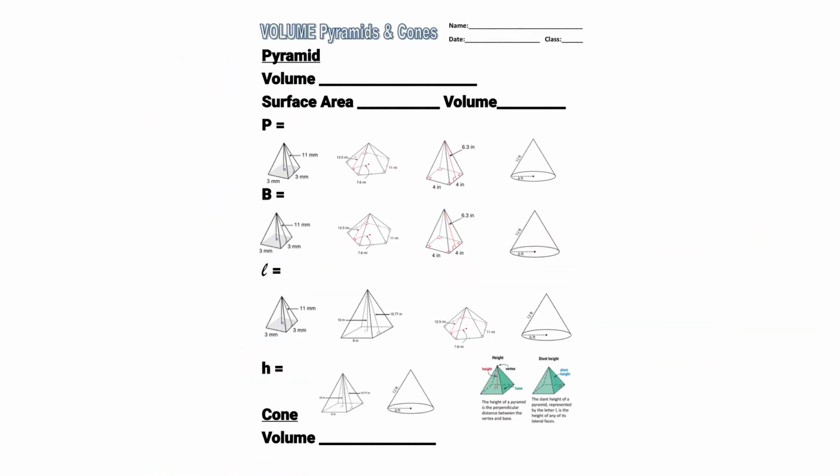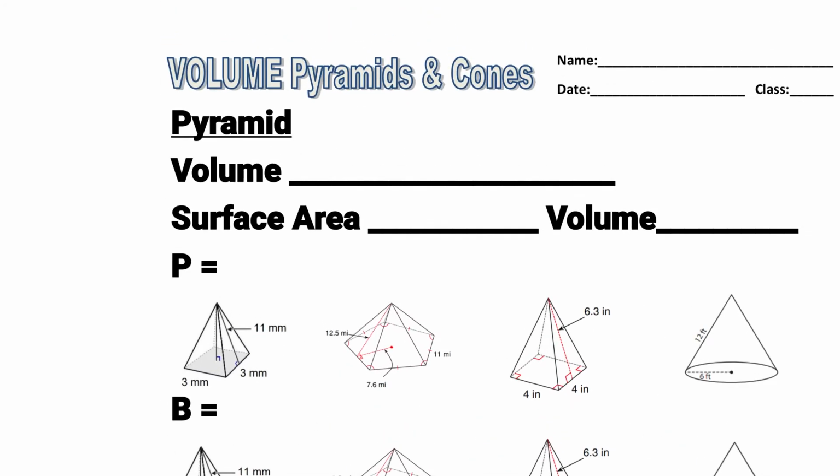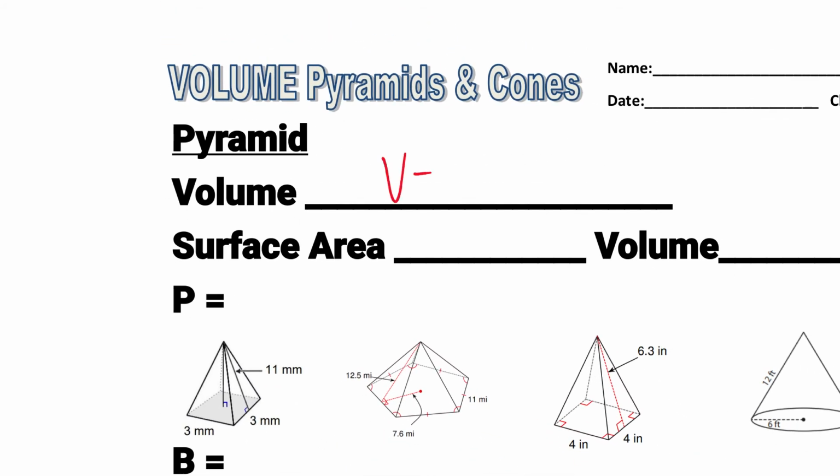All right, so today we're doing the same thing we did yesterday. We're doing volume of pyramids and cones. So yesterday I gave this to you, but what's the volume formula for a pyramid? Base times height divided by 3. Okay, so it's area of the base times height divided by 3.